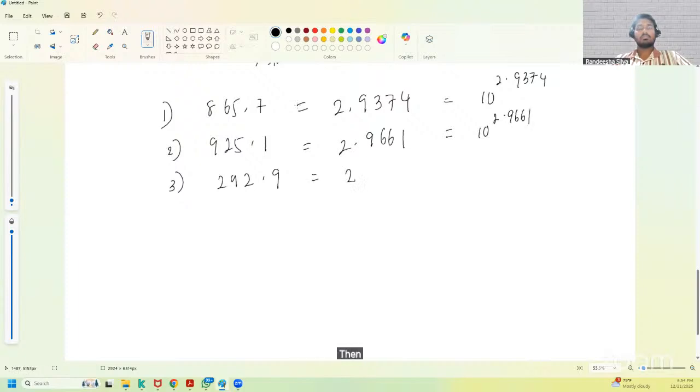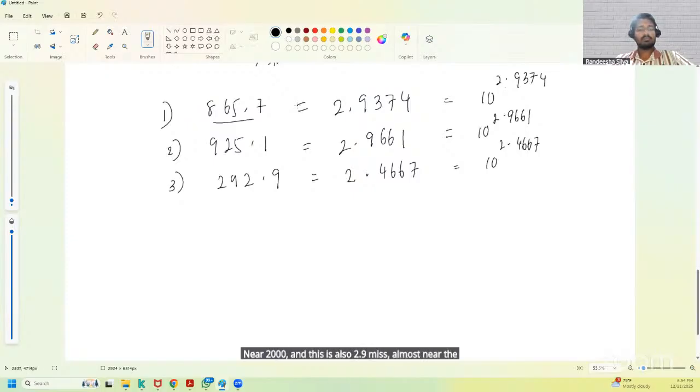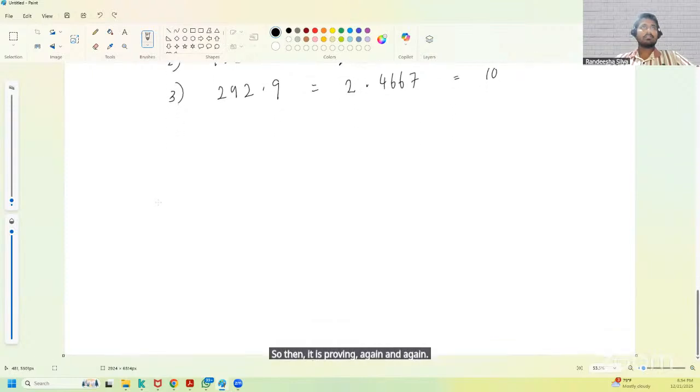Then 2.4667, and it will be 10 to the power 2.4667. Because you know why? 10 to the power 3 is 1000, right? This is almost near to 1000, and this also, 2.9 means almost near to 3. So it is proving again and again. So I'll go with this. The first one I'll discuss for you.